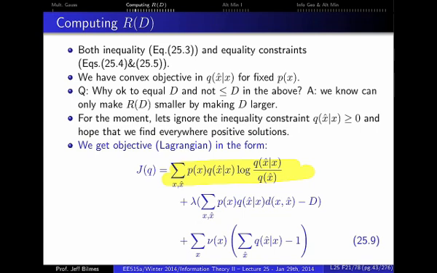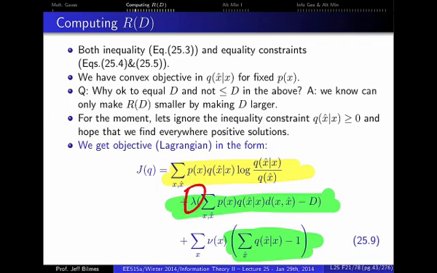So the first term, which is currently highlighted in yellow, is the mutual information. The second term, which will be highlighted in green, is the now equality constraint. And the third term is basically the sum to one equality constraint. We have one Lagrange multiplier associated with the equality constraint, and then a whole bunch of Lagrange multipliers associated with each row of the matrix, ensuring that it sums to 1. Okay, I hope it's the row.